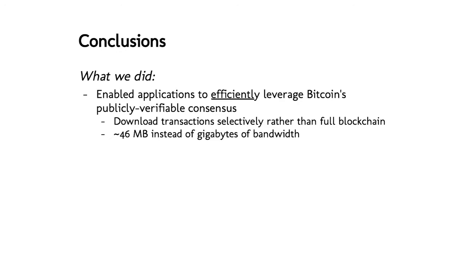Okay, so let's conclude now. What we did here is that we enabled these applications to efficiently leverage Bitcoin's consensus, right? So clients can download transactions selectively rather than the full blockchain and prevent equivocation, right? And you only need to get 46 megabytes instead of gigabytes from the Bitcoin blockchain.